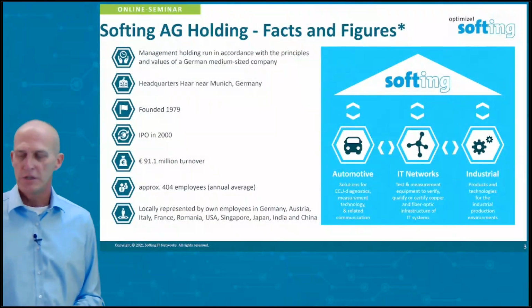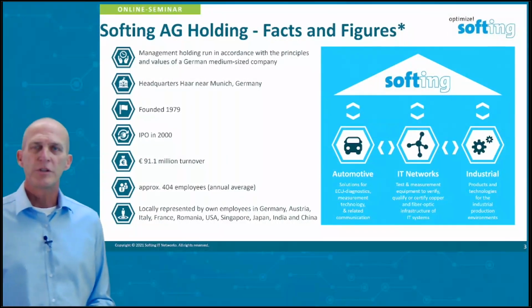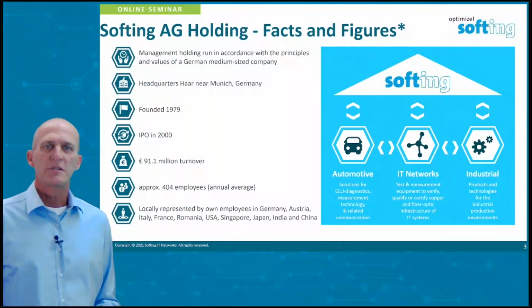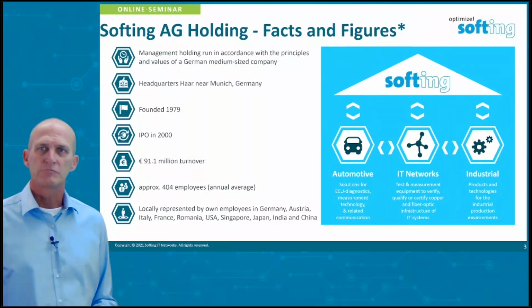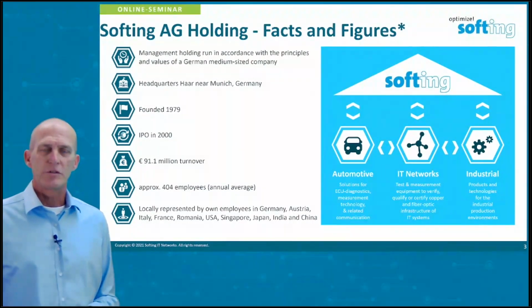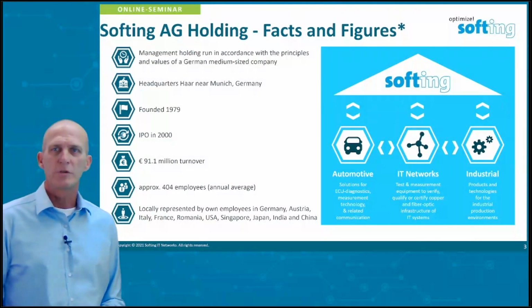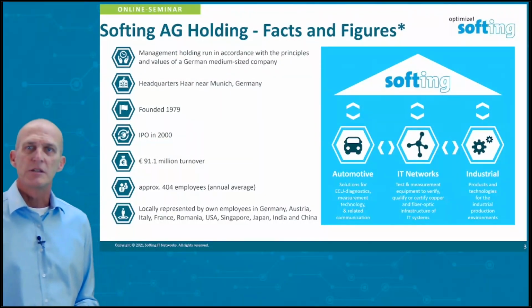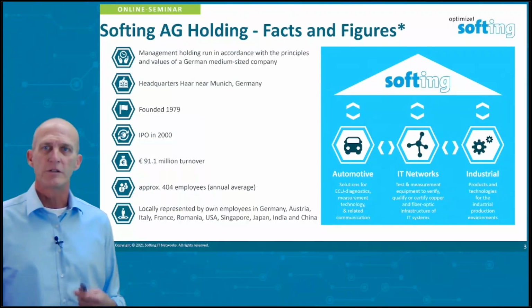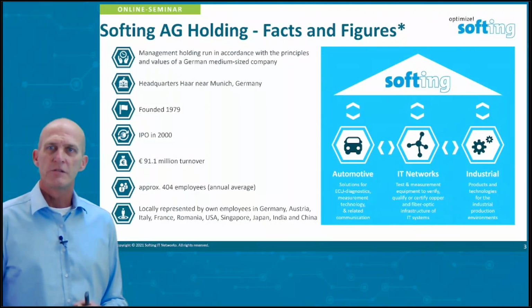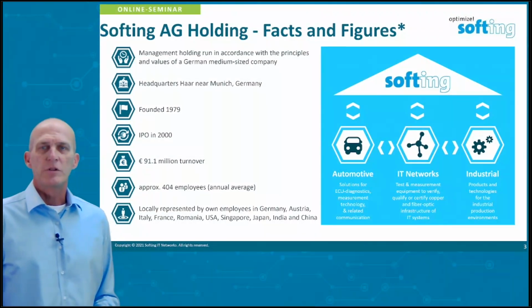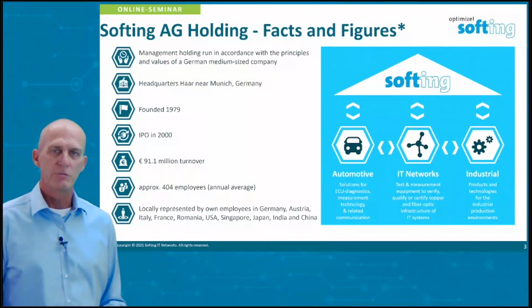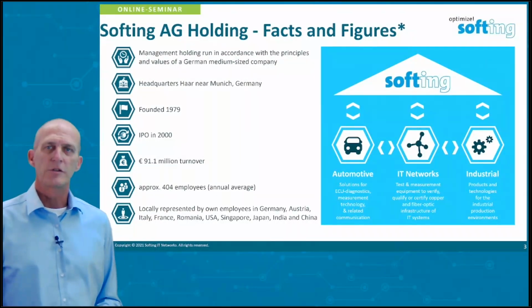About Softing, we are a German company. Headquarters are close to Munich in Haar. We were founded in 1979, with today about 91 million euros turnover. Worldwide, we have around 400 and a few employees in locations all over the globe. In Europe, we are in Germany, Austria, Italy, France, Romania. Worldwide, we are in USA, Singapore, Japan, China, and India. So we have quite good coverage, I would say.